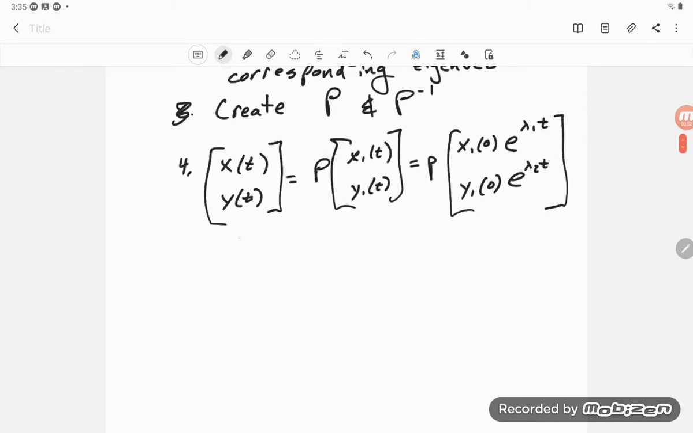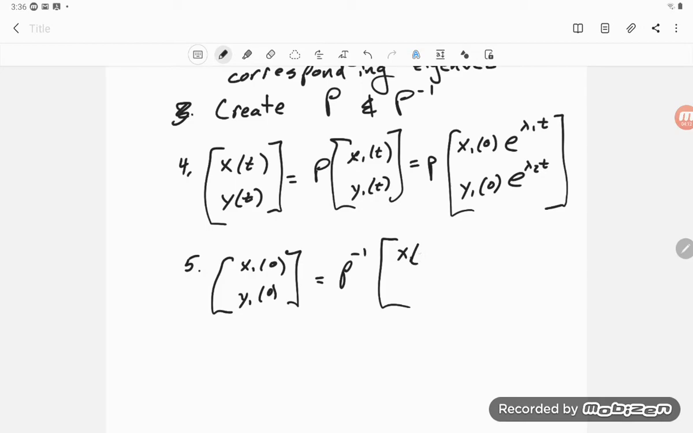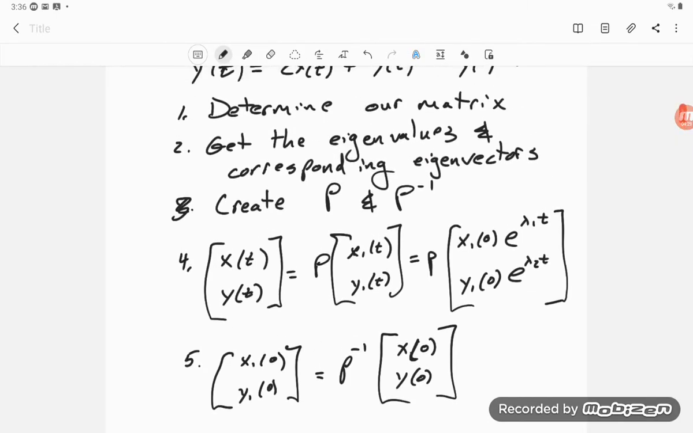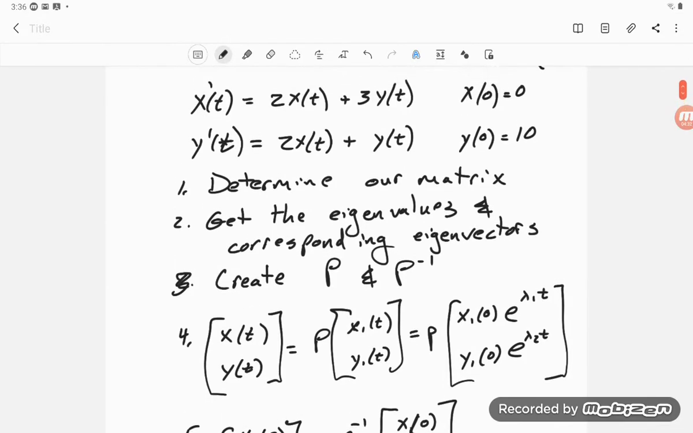Now then, we also have to get our x1 of 0 and y1 of 0, and that was P inverse times, not x1, but just x of 0, y of 0. So those were the steps we needed to follow. And once we had that, then we had our solution. So, okay, let's look back here.